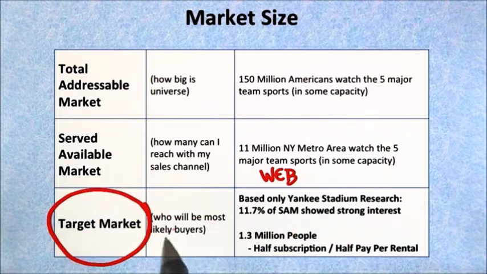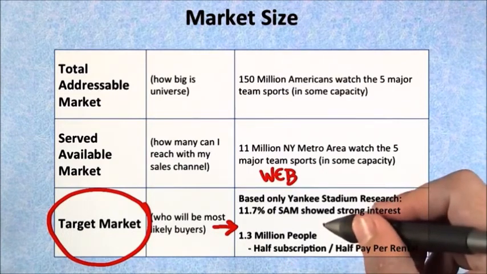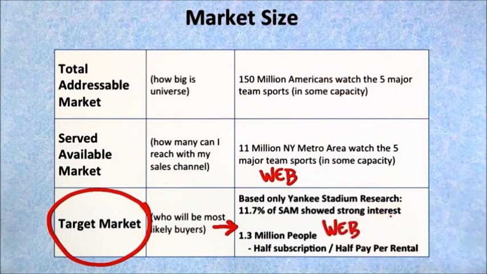Who will be their most likely buyers? They did some research at Yankee Stadium and said 11 or 12% of the served available market showed strong interest. They said, well, that means just in the New York area, 1.3 million people should be interested in a subscription or rental. Really, again, if they were doing analysis for real, they should have said, but how many of them can we reach with a web browser, and then how many of them can we actually get with our acquisition and activation campaign?